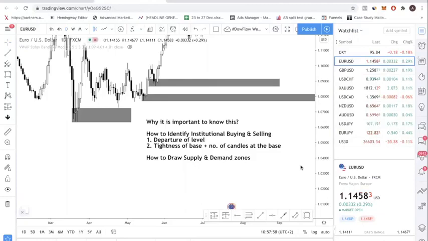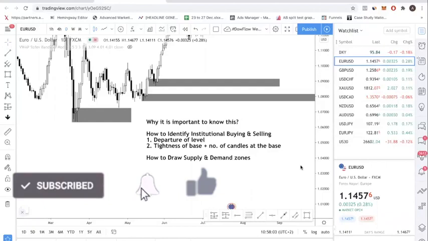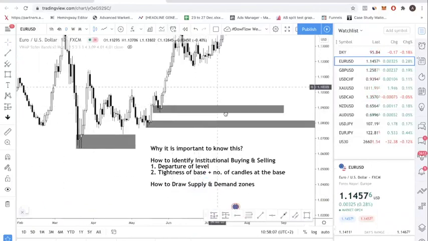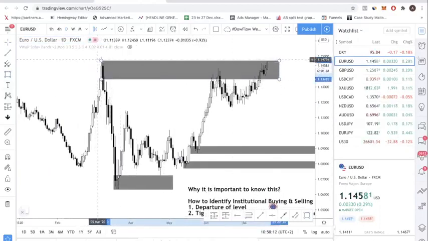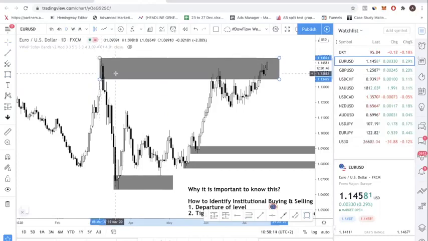You need to know how to identify them because you always want to be trading with the institutions and not against them. So if you have a trade, and you know that there is a supply zone over here where institutions are selling, then you want to make sure that you exit your position before the institutional players come in. Conversely, if you're looking to buy, then you want to buy where institutional players are buying. That is why it's very important to be able to identify institutional buying and selling.